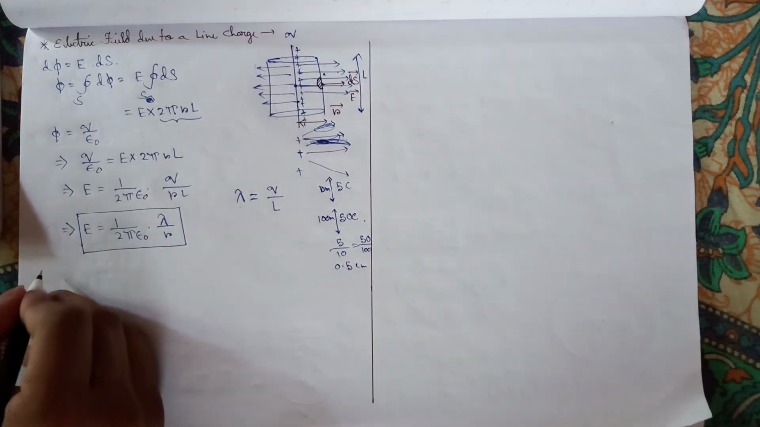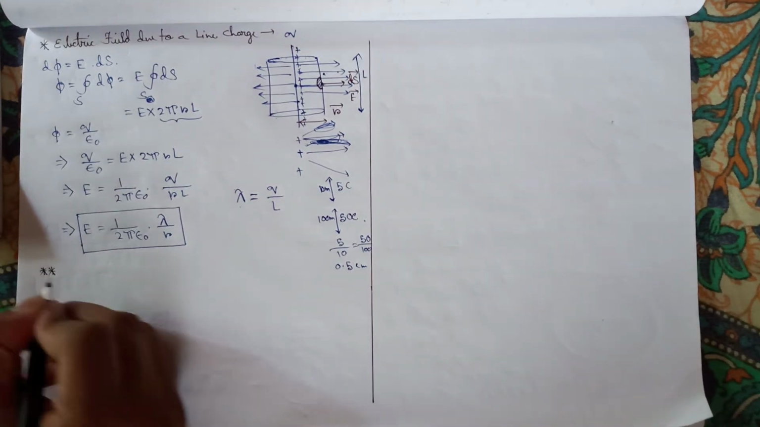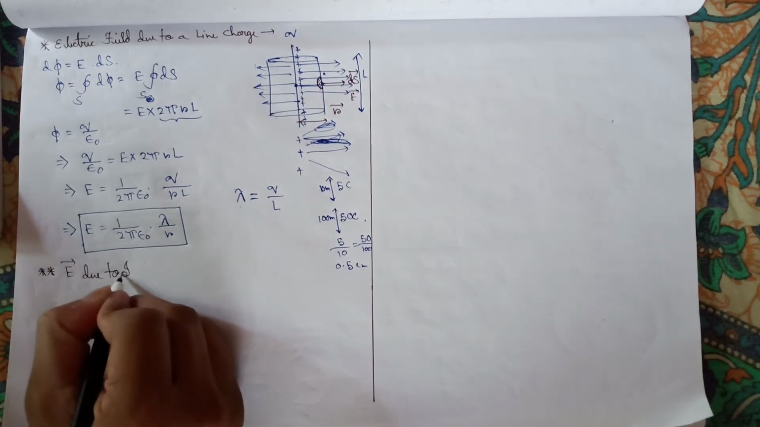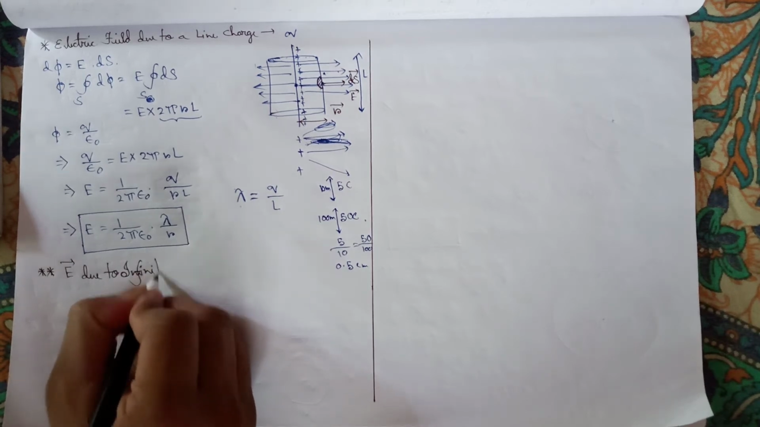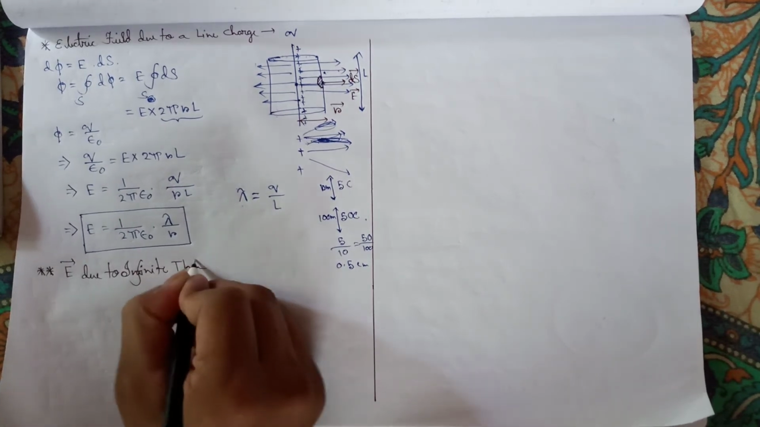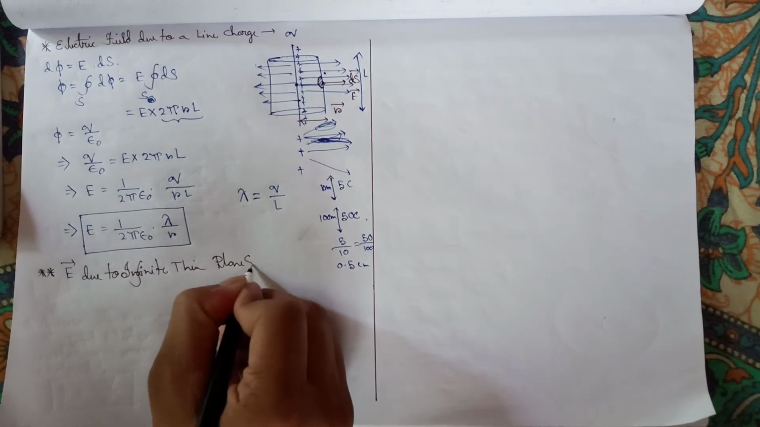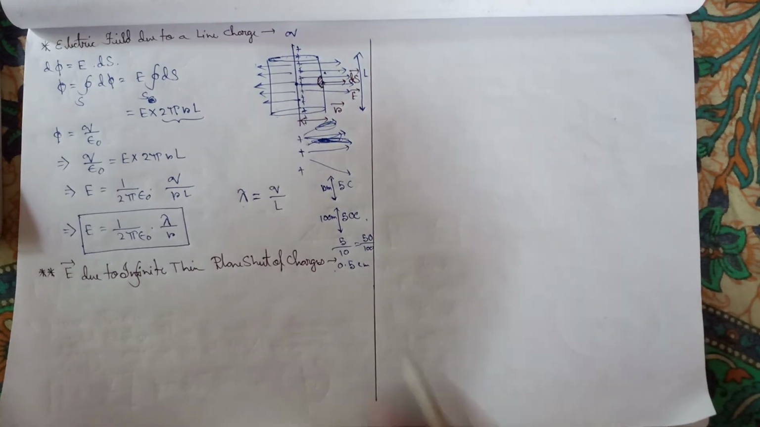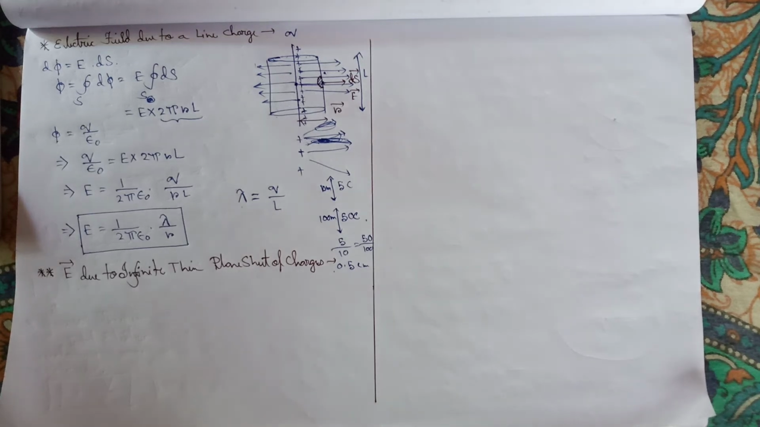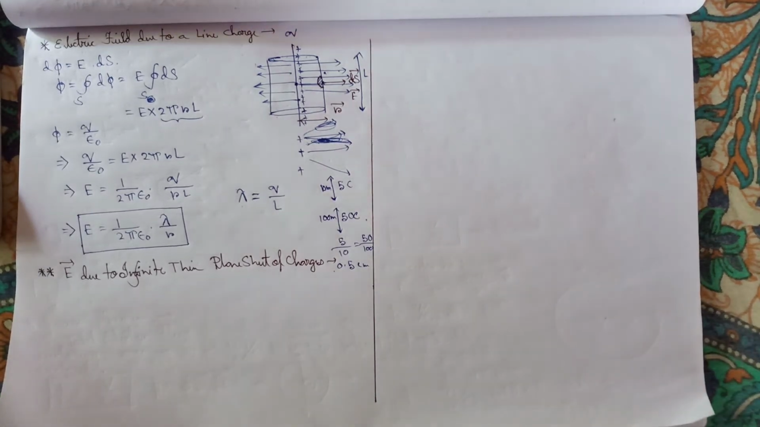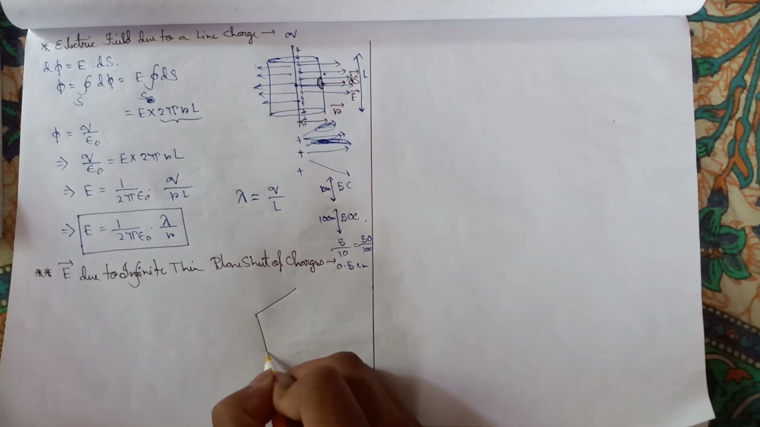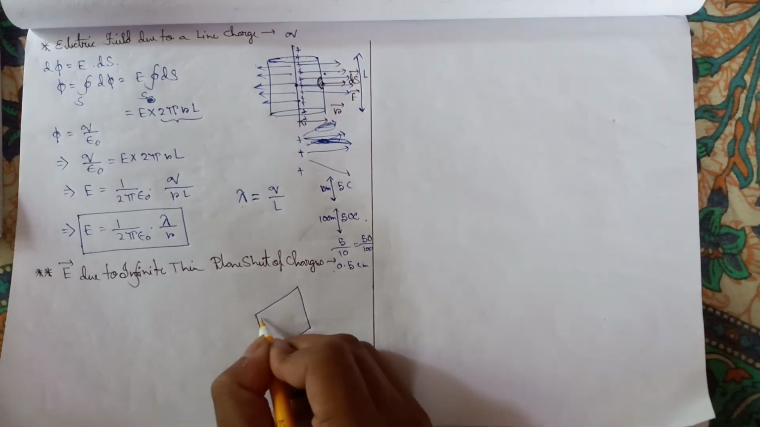Now we will go to the next application, which is the electric field due to an infinitely thin plane sheet of charges. Why are we taking it infinitely thin? Because we have to neglect the thickness. We will come to that part later. Let's suppose a surface of charge plus q.